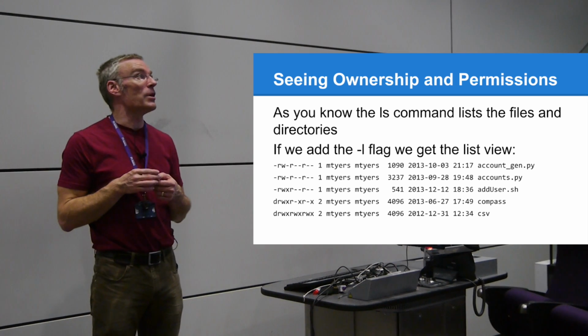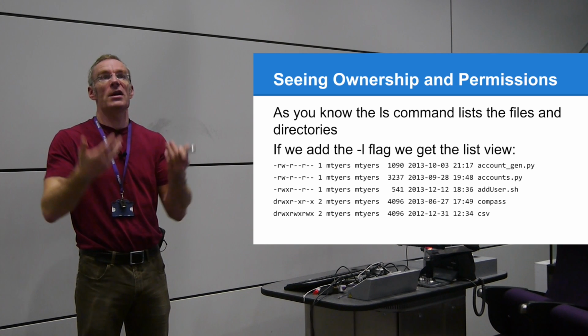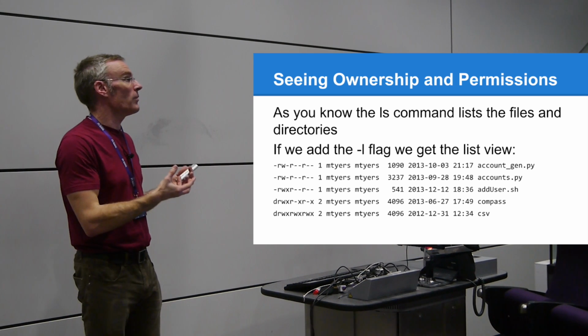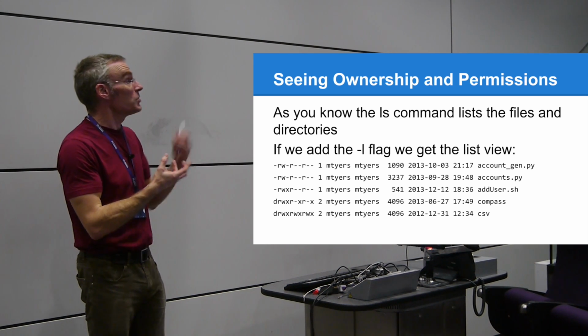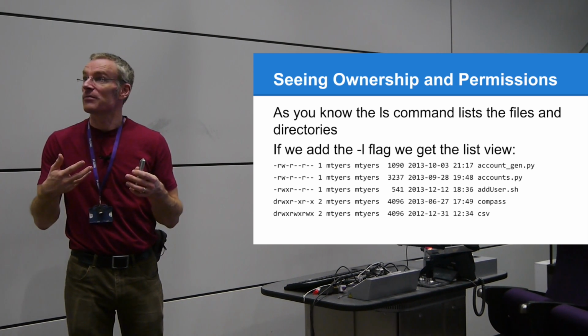Next column is the owner. And the next column is the group. So as you can see, when I have my account created, I'm given my own group. So if I want someone to access my files, I can add them to my group, like a little gang, okay? If you want them to see your files.